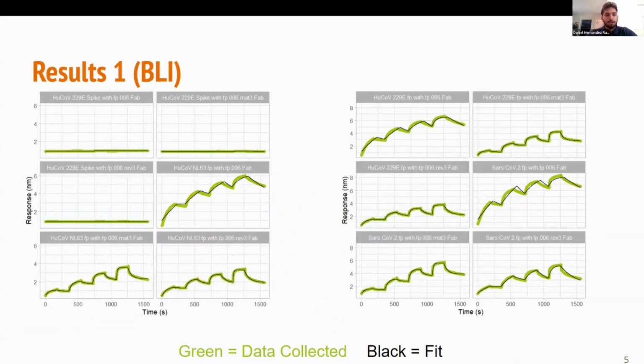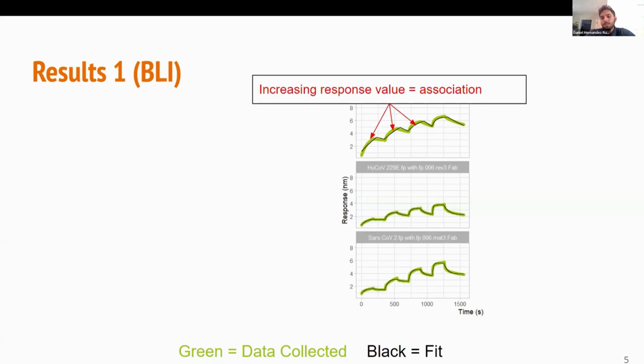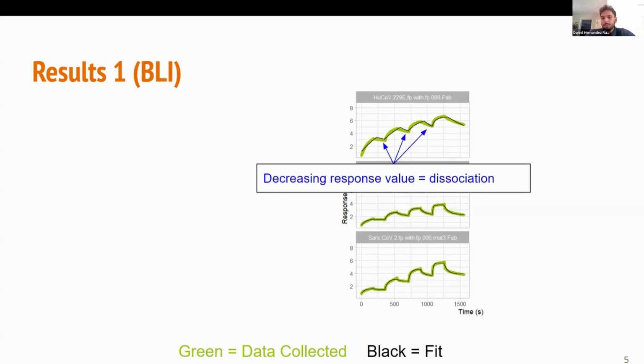So for our first results, we had 12 complexes that we were working with. Unfortunately, due to a lack of resources, we had to focus on only 3. These 3 complexes use human coronavirus 229E, which is associated with colds, and SARS-CoV-2, which is the COVID-19 virus. In our graphs, we see increasing values, which imply association, and decreasing values, which imply dissociation. So the proteins are attaching and detaching from each other.